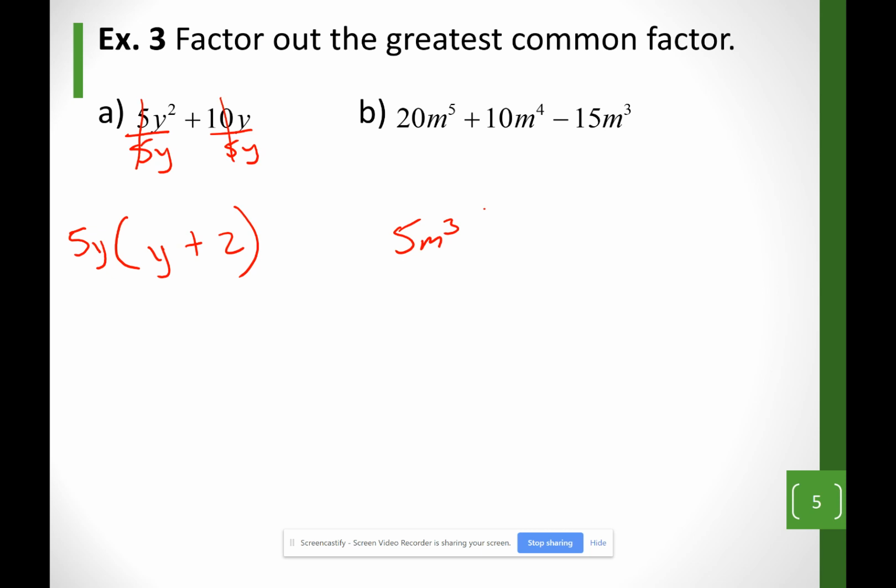So for example B, my greatest common factor, I'm going to say it has to be 5m to the third. Open parentheses, let me divide each of these by 5m to the third. My first one, 20 divided by 5 gives me 4. Subtract the exponents. Then there's my plus sign. 10 divided by 5 gives me 2. Subtract the exponents. And then lastly, 15 divided by 5 gives me 3. Subtract the exponents. There's no more m.